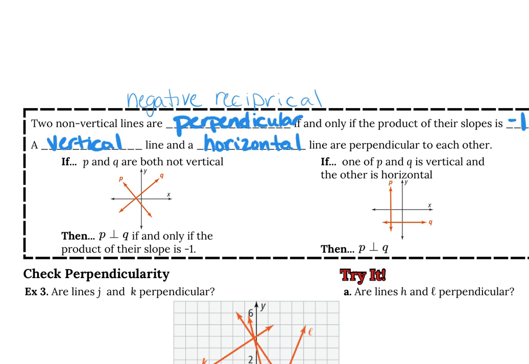So a negative reciprocal, we would be flipping it and turning it negative. So if I had 2/1, the negative reciprocal of that would be -1/2, and so on. So you're just flipping it and you're making it negative. If it's already negative, then you make it positive.